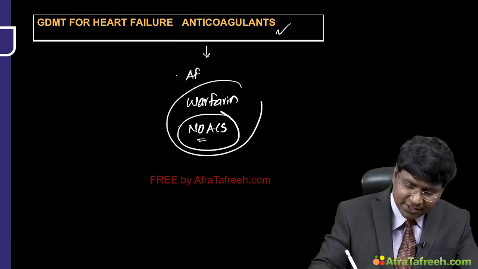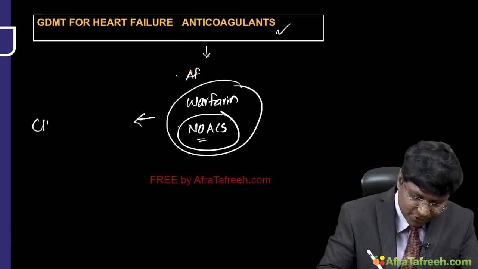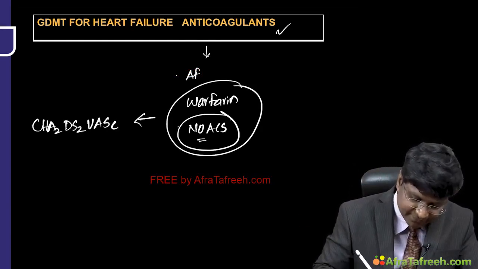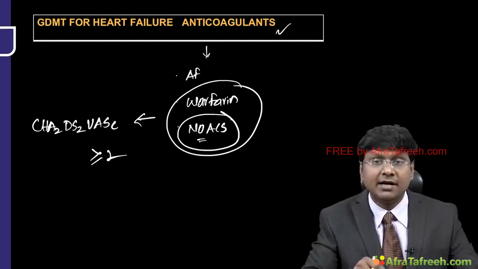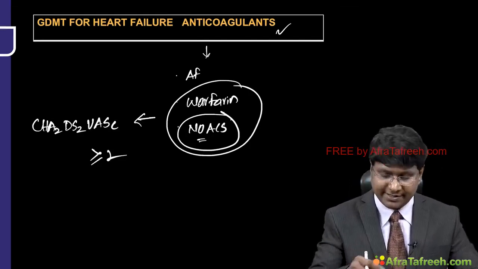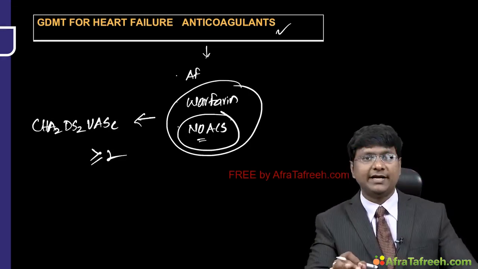And when will you give these anticoagulants? If the CHA2DS2-VASc score is greater than or equal to 2, and also checking the HAS-BLED score for the bleeding risk, then we need to supplement the anticoagulation in these individuals.